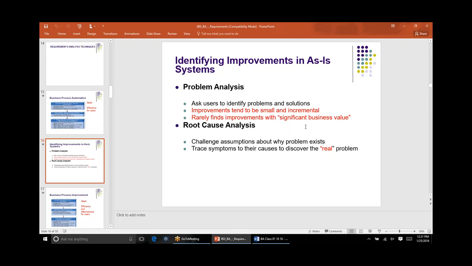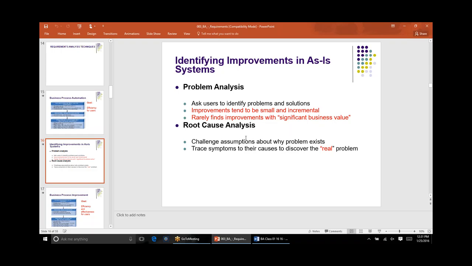So when we are finding improvements, these improvements are gradual. These improvements are small. These improvements are not significant. So we need to understand that in business process automation, improvements are gradual, incremental, and they are not significantly different.